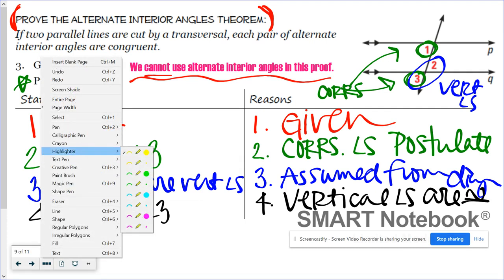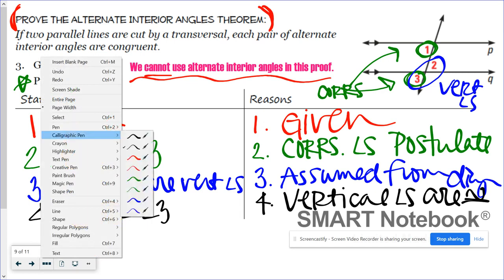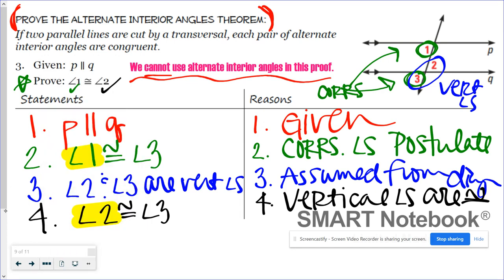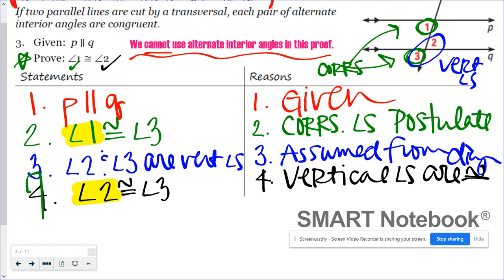So both of the angles that we're trying to prove are congruent are in our proof. In step 2, we said angle 1 was congruent to 3, and in step 4, we said angle 2 was congruent to angle 3. So why are angles 1 and 2 congruent? That's right. But transitive property is correct.